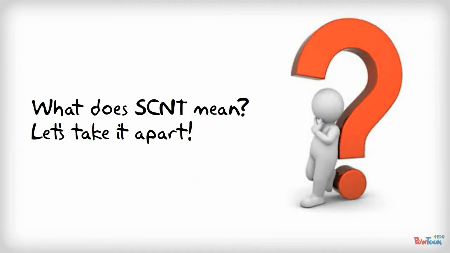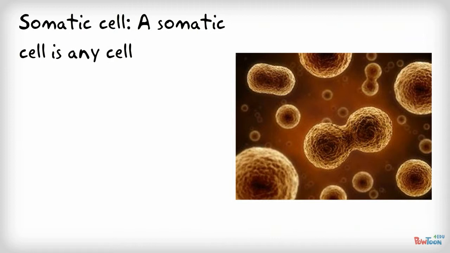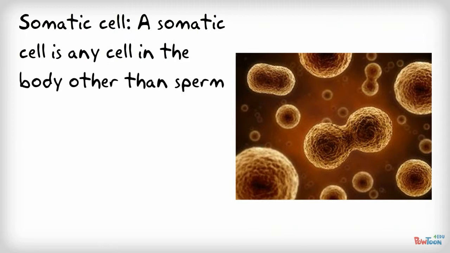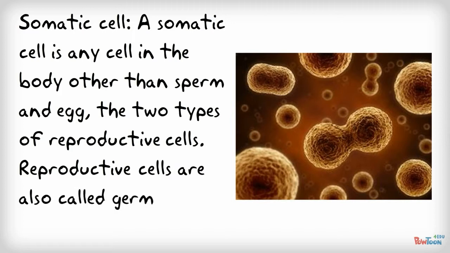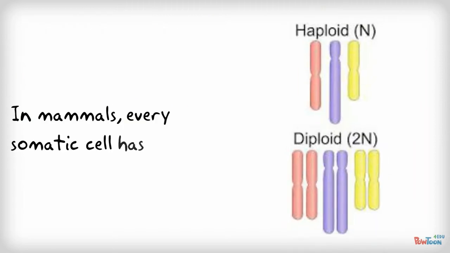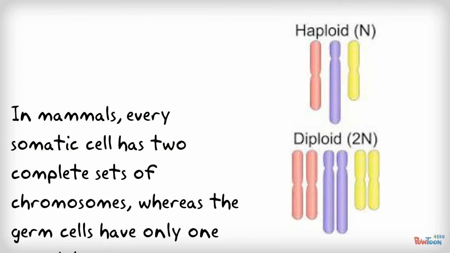What does SCNT mean? Let's take it apart. Somatic cell. A somatic cell is any cell in the body other than sperm and egg, the two types of reproductive cells. Reproductive cells are also called germ cells. In mammals, every somatic cell has two complete sets of chromosomes, whereas the germ cells have only one complete set.